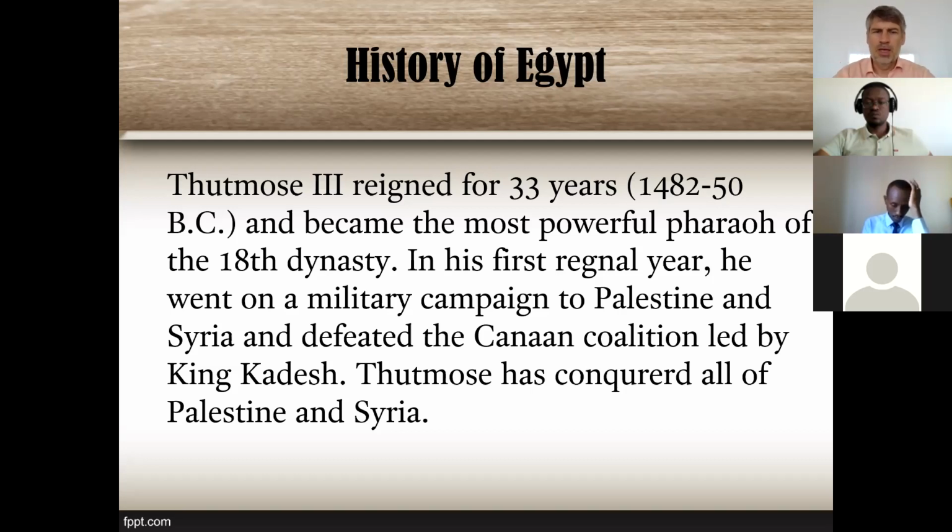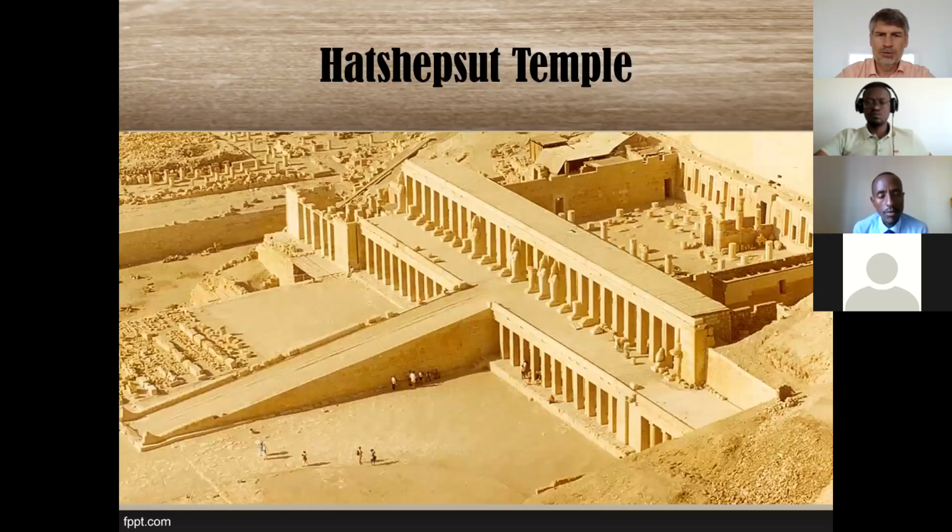And there is another problem. Egypt was quite far from other countries. So Egypt is not related or connected very much with Mesopotamia, Assyria, and some other empires. And because of that, it is very difficult to make a correlation between the chronology of Egypt and the chronology of other countries.